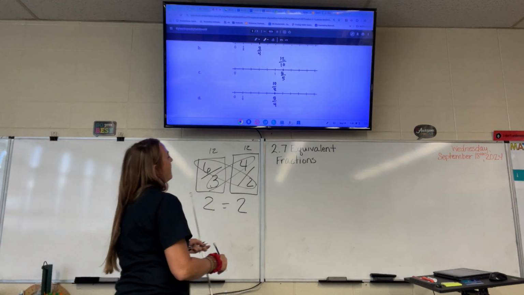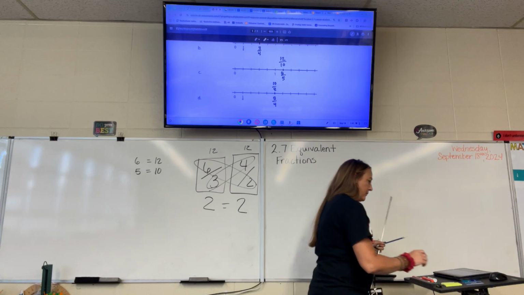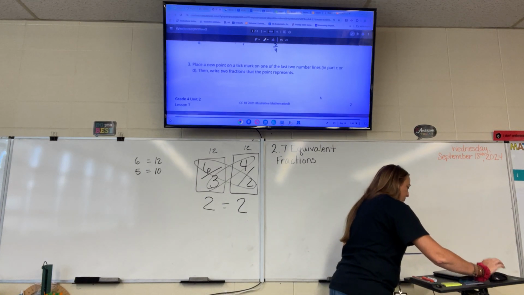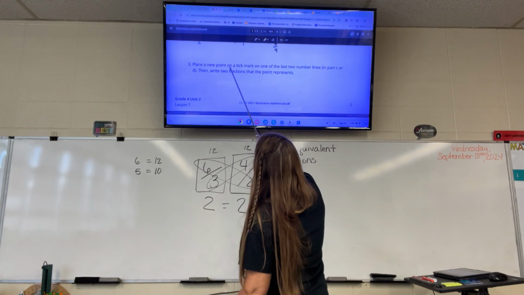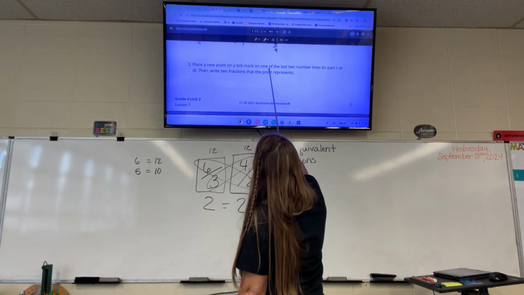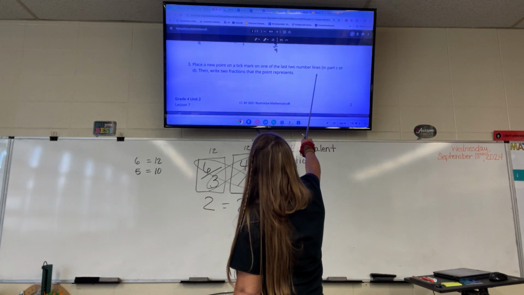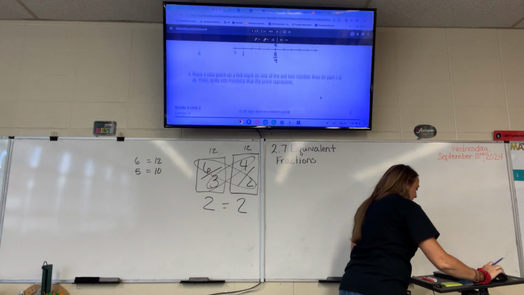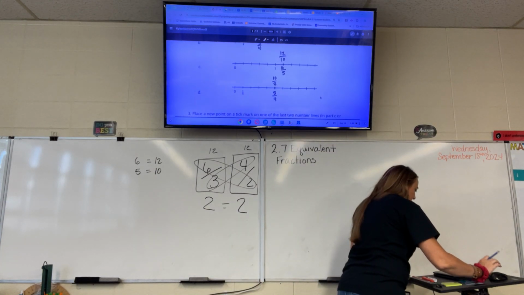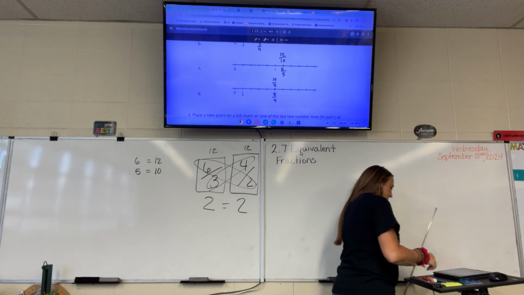Now, it can kind of bother me not telling you. Well, you did. Okay. So, place a new point on a tick mark on one of the last 2 number lines on C or D, then write 2 fractions. So they want us to do a new point.